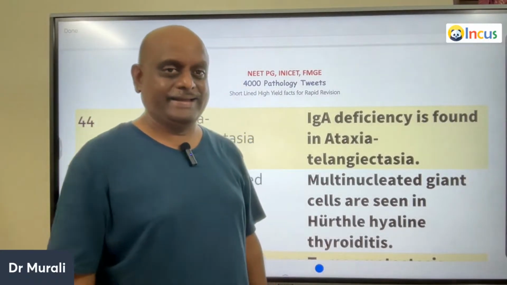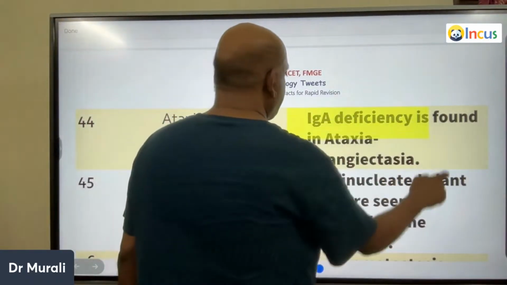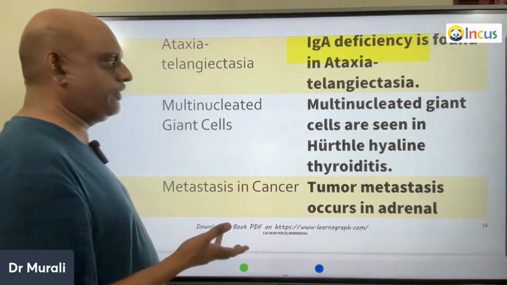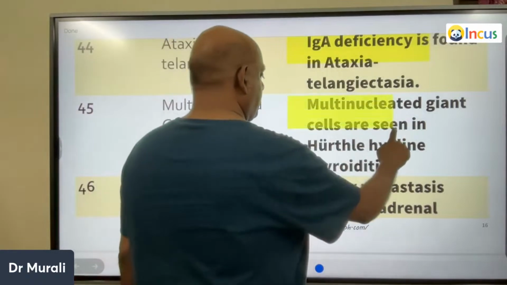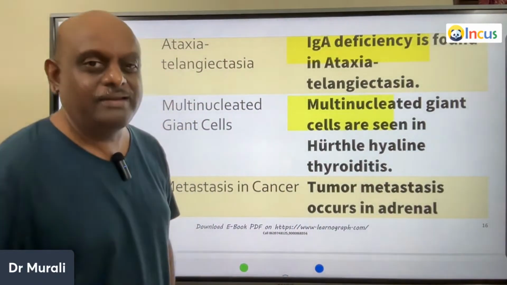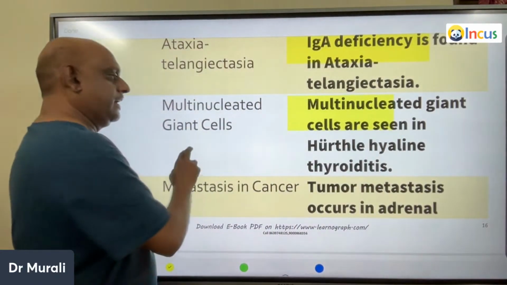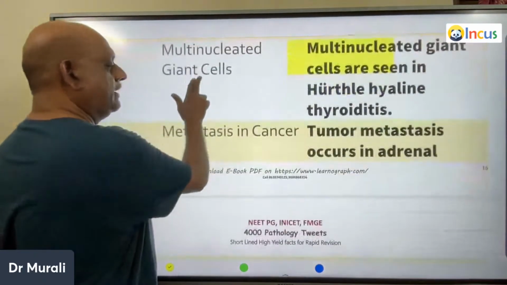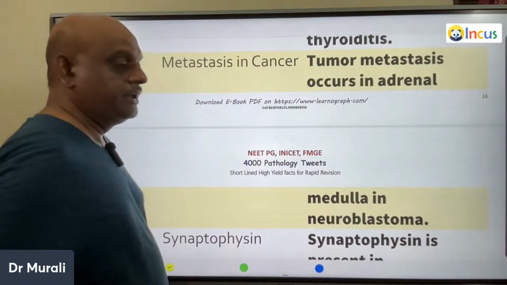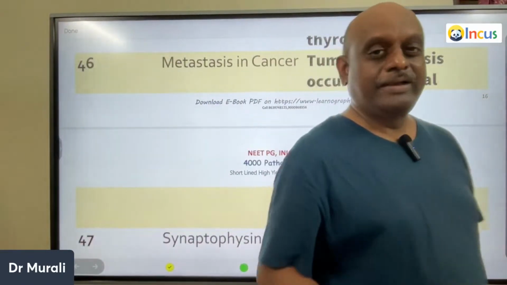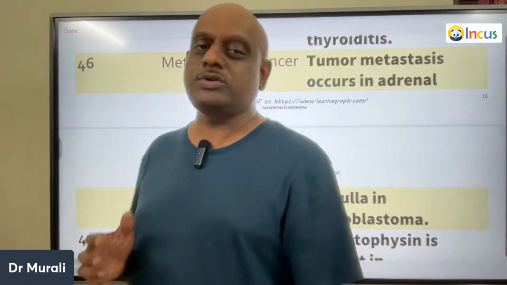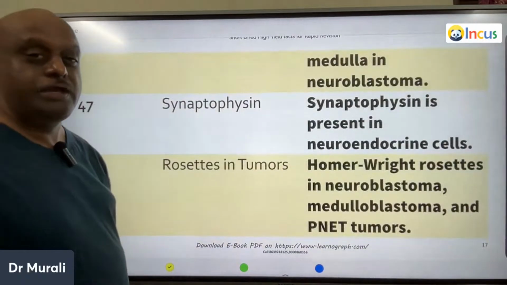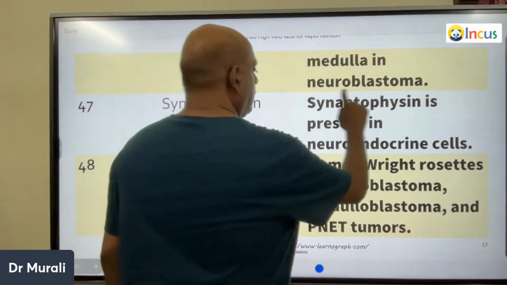Ataxia telangiectasia. There is IgA deficiency as a feature. Similarly, Hurthle cells, just before we have seen the multinucleated giant cells, are seen in case of Hashimoto's thyroiditis is what you should remember. Now, neuroblastoma, where will it undergo metastasis? It undergoes metastasis to the adrenal medulla is what you should remember. In all the neuroendocrine cells, what do you find, doctor?